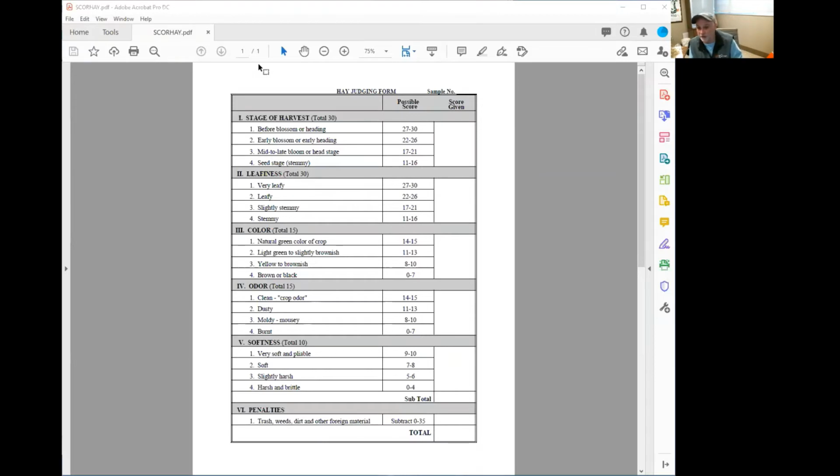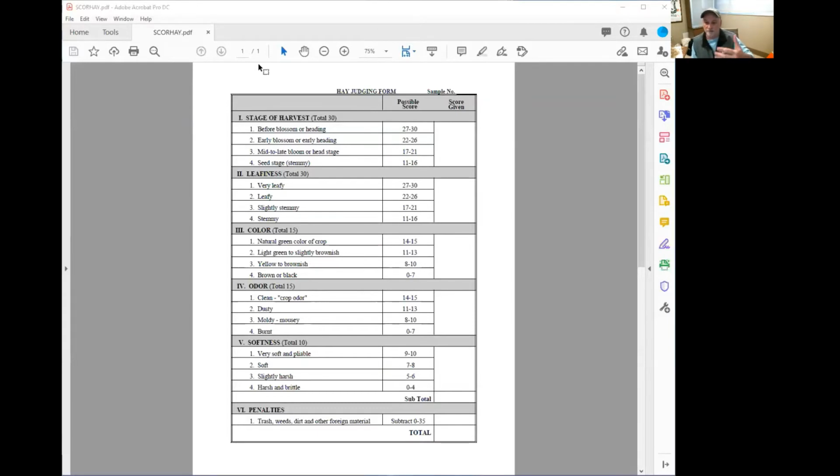The first one is the stage of harvest. Okay, and the reason that we start there with that one is because the number one thing that's going to influence the quality of a hay, the nutrient content of a hay, is going to be the stage of maturity at harvest. Is it young and leafy, or is it old, stemmy with seed heads and that kind of thing? So that's the first category that we look at, and so it gives you these categories.